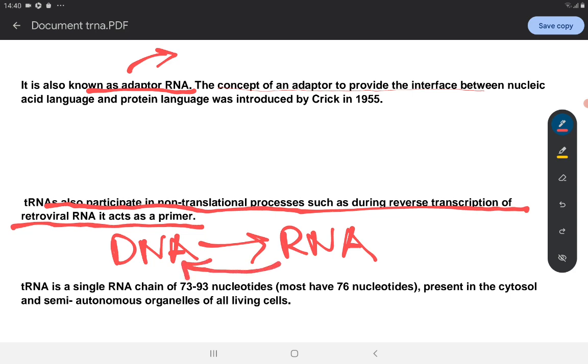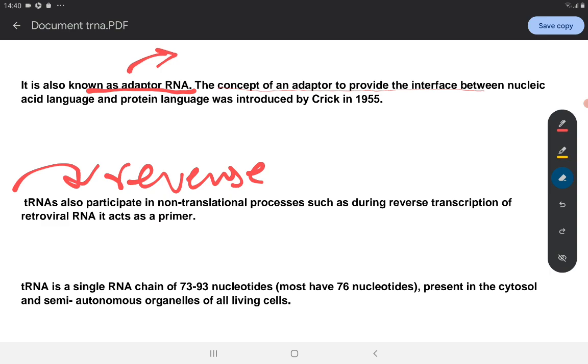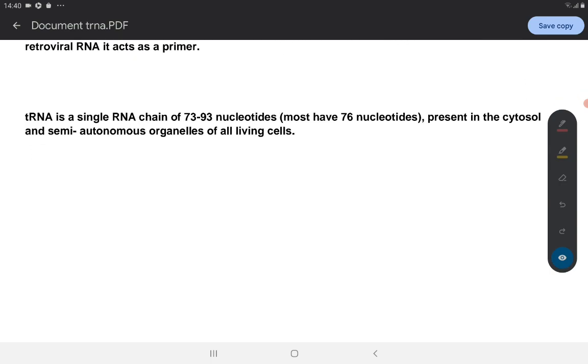Now, if the reverse happens and RNA is used as a template for DNA synthesis, then that is known as reverse transcription. And sometimes tRNAs participate in reverse transcription. Right? So, that is something new to know about. Let's move on to the next part.